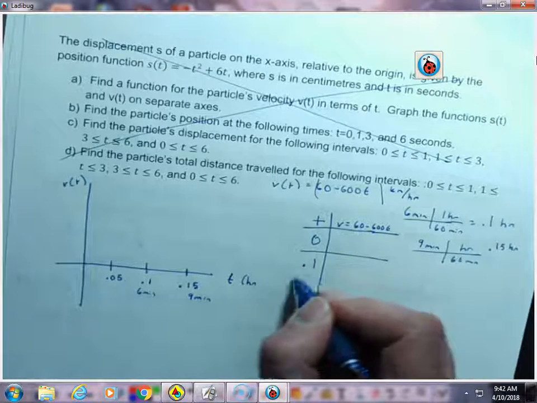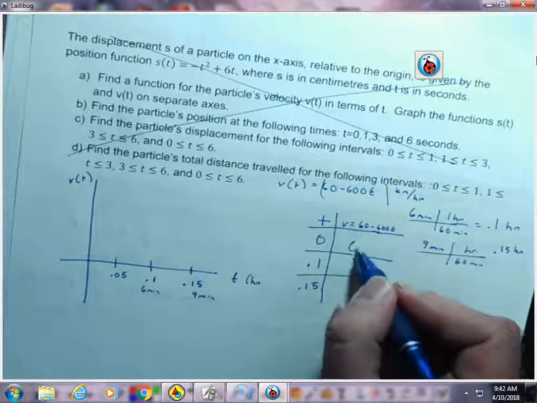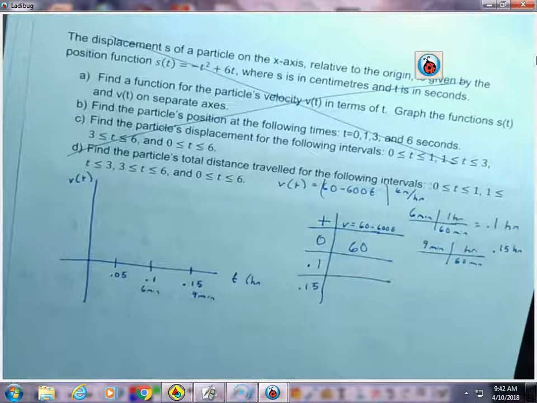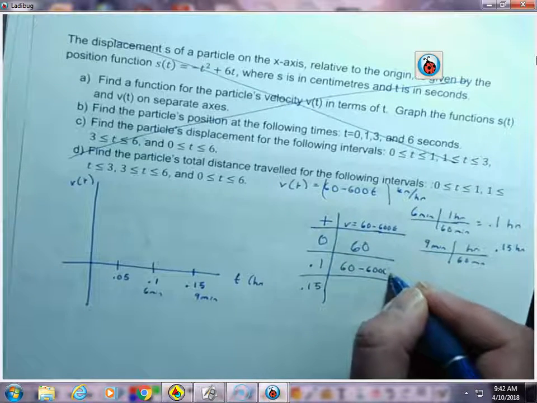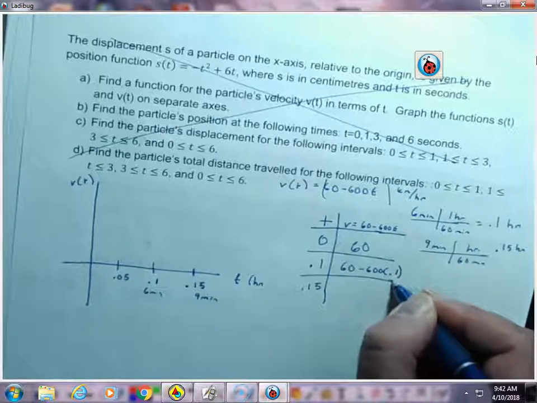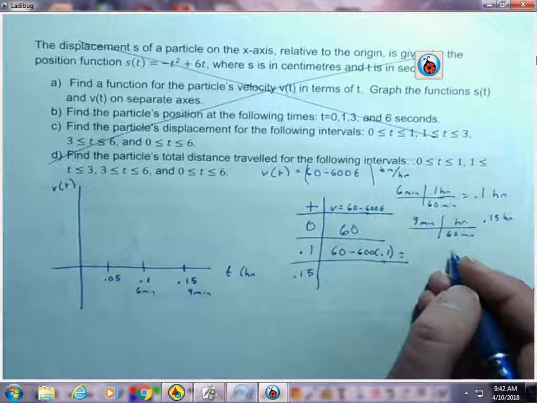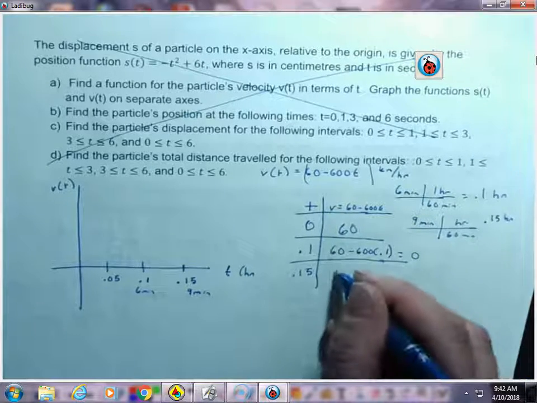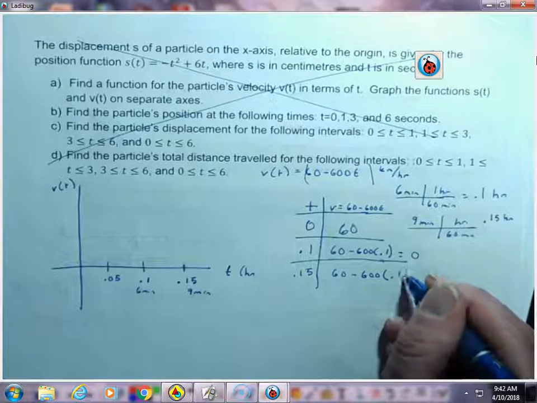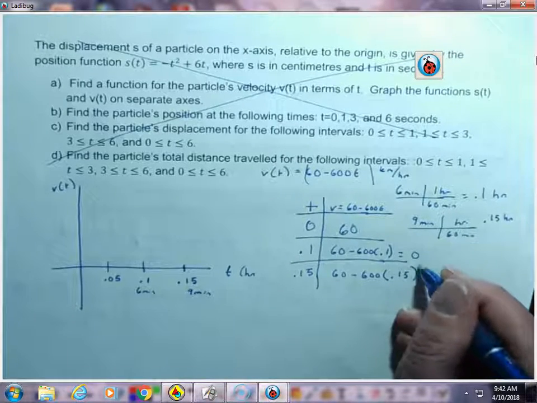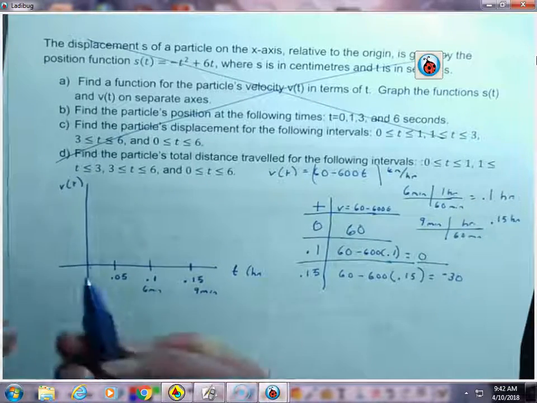Okay. So I definitely would like to know where I'm at 0, where I'm at 0.1, and where I'm at 0.15. 0 is kind of easy because that's the y-intercept. Okay. And so we need to put in 0.1. 60 minus 600 times 0.1. Where am I at then? Yep. 60 minus 600 times 0.15. Awesome. Okay, so that kind of helps me know what I'm going to do here.